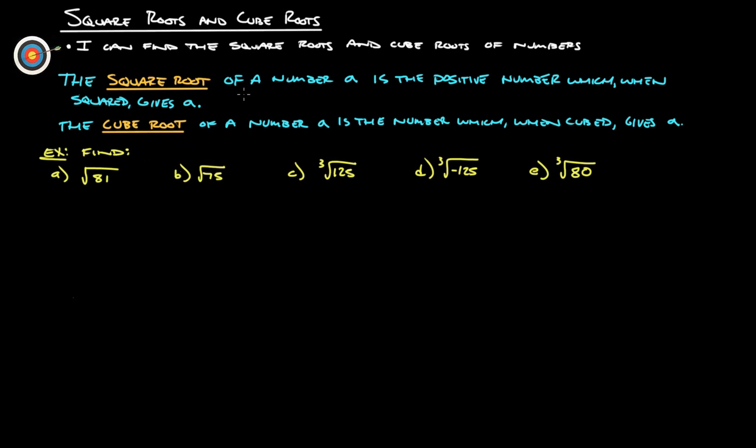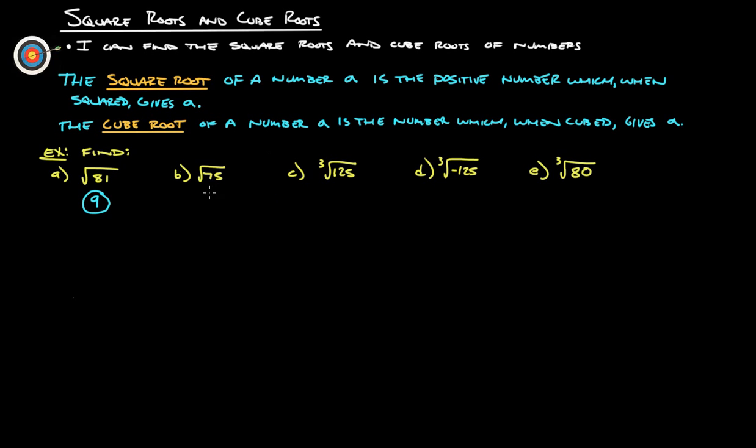So square root of a number is the positive number, which squared gives A, because we know that if you square 9, you'll get 81. Also, if you square negative 9, you'll also get 81, but when we're doing square root here, it's the positive number.